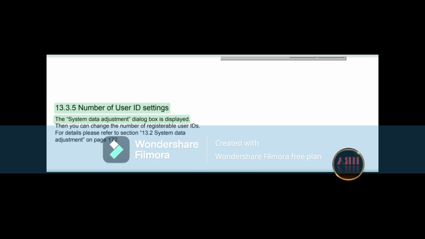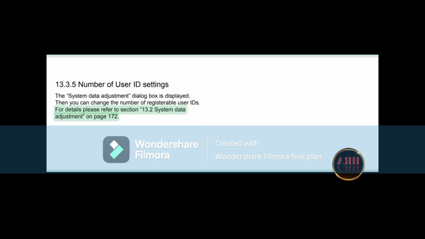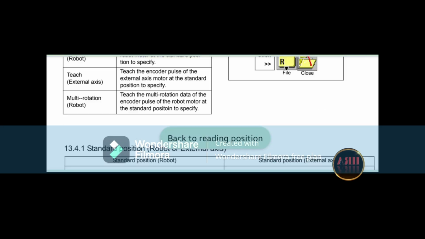13.3.5 Number of user ID settings. The System Data Adjustment dialog box is displayed. Then you can change the number of registerable user IDs. For details, please refer to section 13.2 System Data Adjustment on page 172. Management Settings.